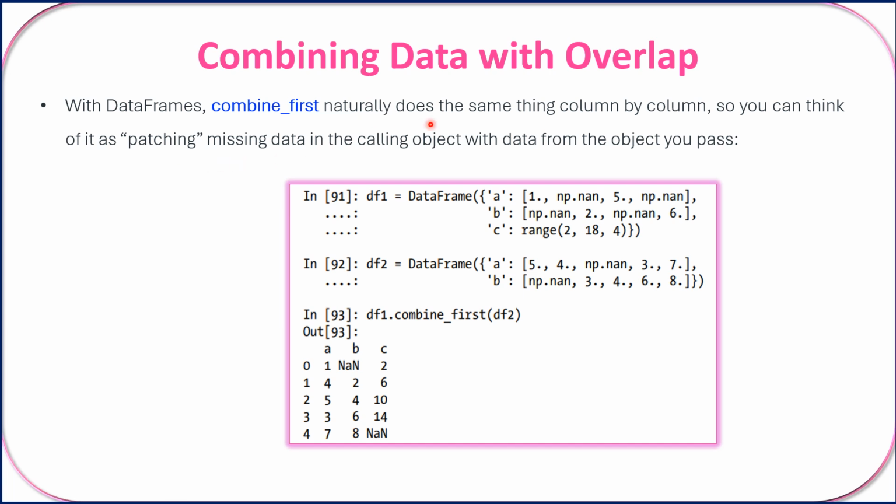Next, combining data with an overlap. So it is actually combine_first. Naturally it combines column by column, so it is well understood with an example. So we created data frame 1 and data frame 2 with indexes A, B, C, and data frame 2 is A, B with all these values. Now when you combine first, it is actually df1 combined with the details that are available in data frame 2.